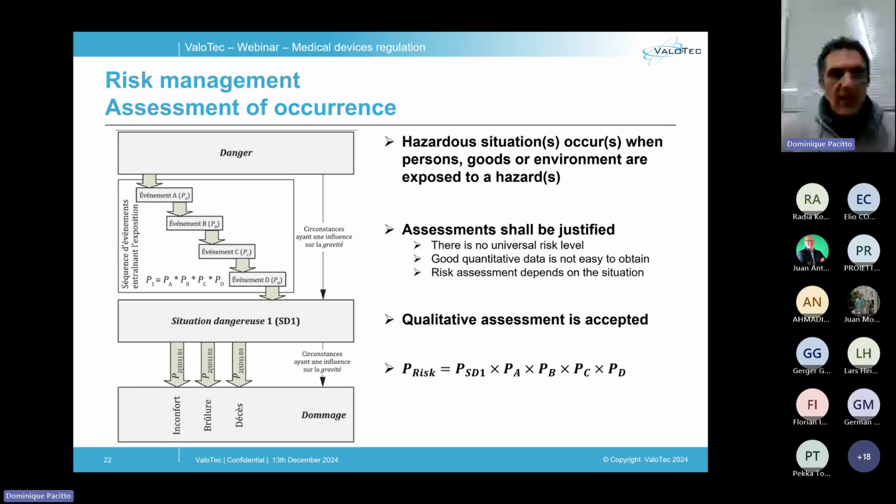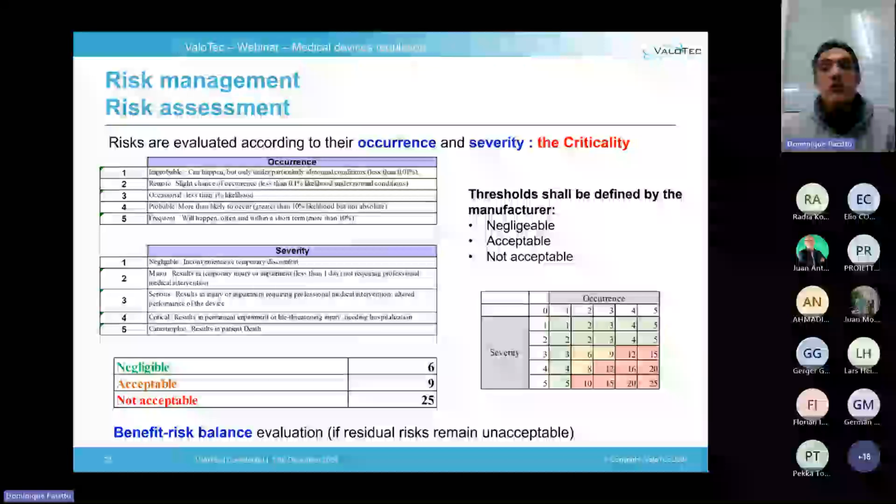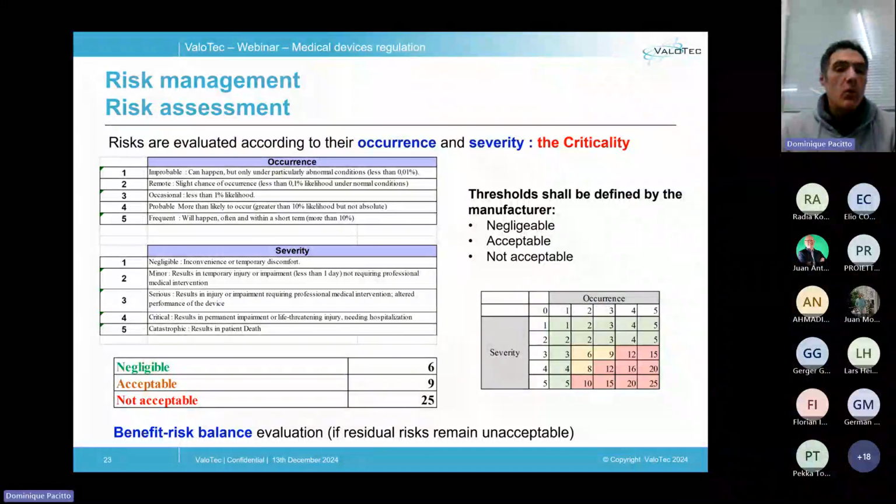Once both the occurrence and the severity have been assessed, they are merged to get a unique indicator of the risk, which is the criticality. There is no requirement on how to get the criticality from the occurrence and the severity, and it's up to the manufacturer to define the most suitable way.